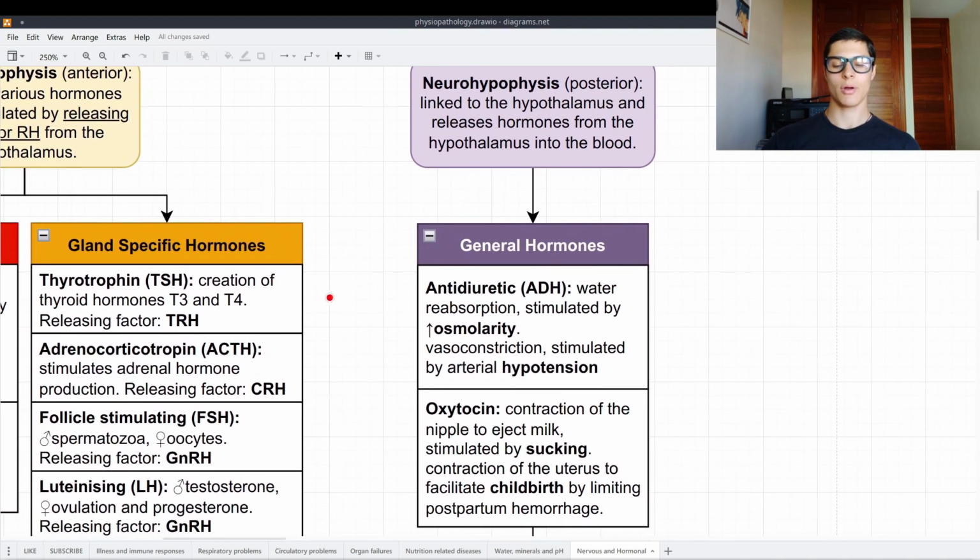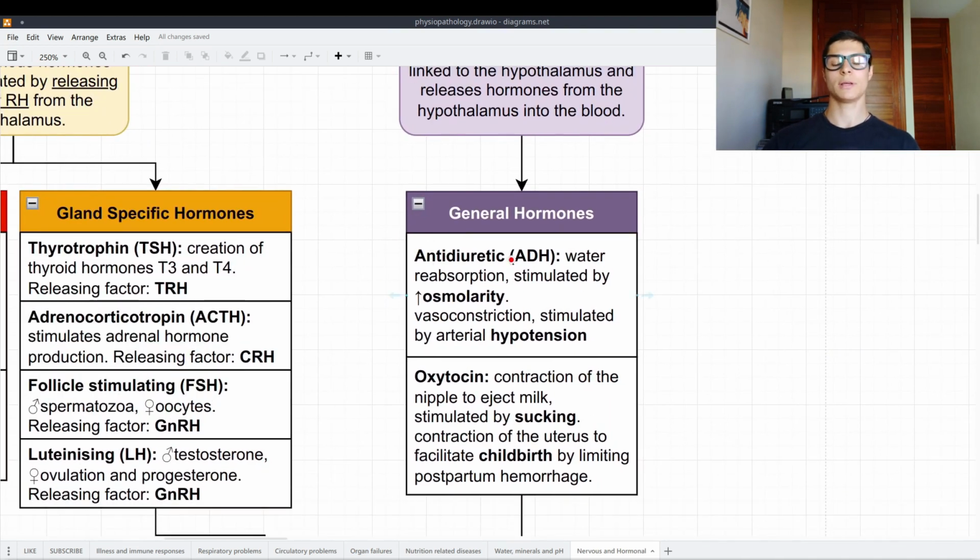Again, in the neurohypophysis, we have the antidiuretic, the ADH, and the oxytocin. These are created by the hypothalamus. The ADH is used for water reabsorption and it is stimulated by higher osmolarity. And also vasoconstriction, stimulated by the arterial hypotension. This is because it is also called vasopressin.